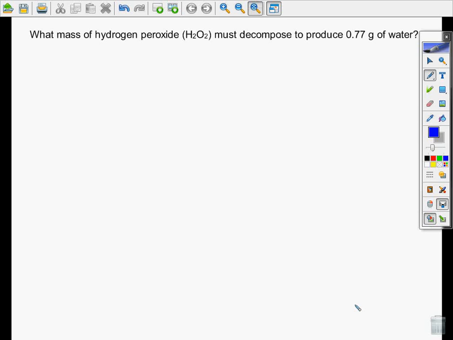Look at a mass-to-mass problem from stoichiometry. It says, what mass of hydrogen peroxide must decompose to produce 0.77 grams of water? So for this problem, we're going to have hydrogen peroxide, which at room temperature is a liquid. It's going to decompose.